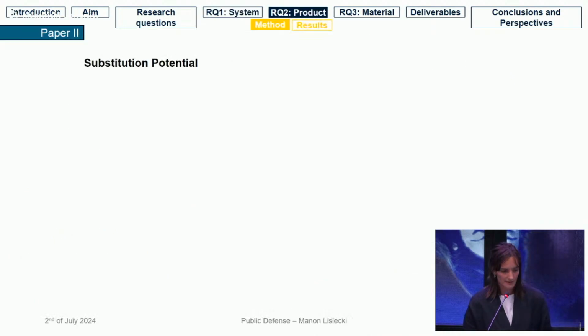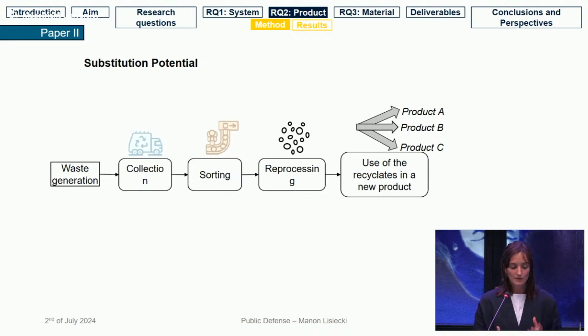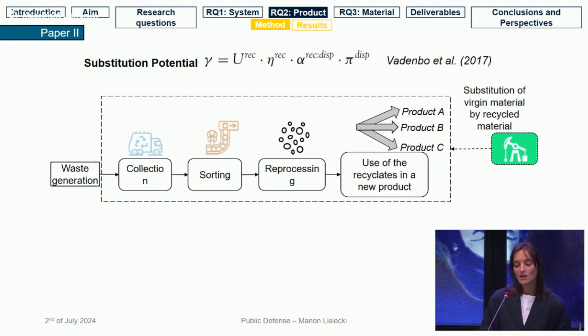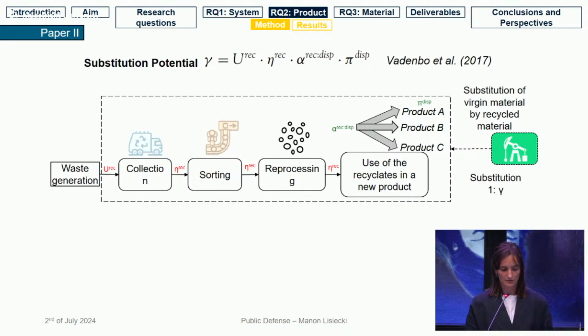That's why we dive into the second analysis, where we try to quantify the substitution potential of a plastic waste based on its recyclability between collection and the use of the recycled material in a new product. To do that, we decided to use the primary equation introduced by Vadembo et al. in 2017, where it quantifies substitution based on several parameters. So the parameters were the quantity of waste, the waste management efficiency, and the suitability of using the recycled material in the product. However, this framework or this equation is not ready to use, and it needs improvement.